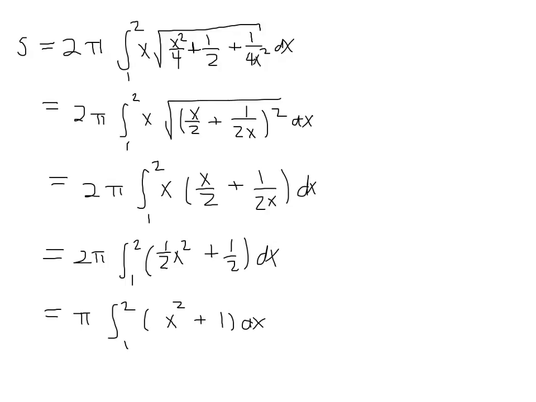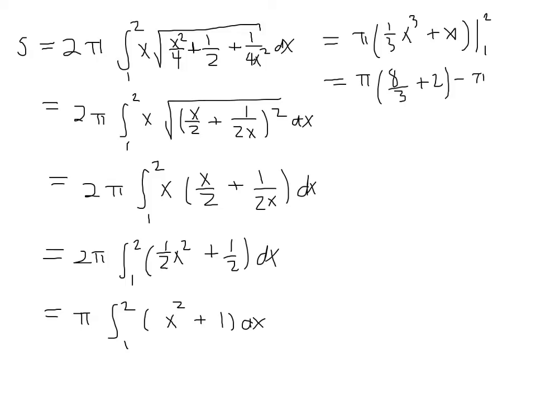So now when we anti-differentiate, we have pi times 1/3 x cubed plus x, evaluated from 1 to 2. So first plugging in 2, we'll have pi times 8/3 plus 2 minus pi times 1/3 plus 1, which simplifies down to 10 pi over 3.